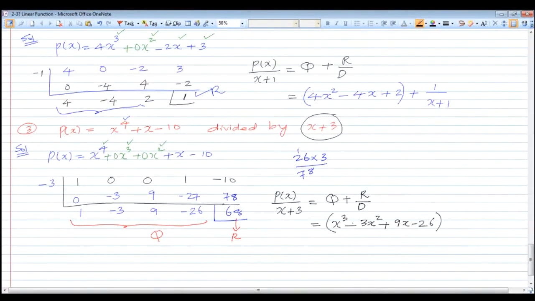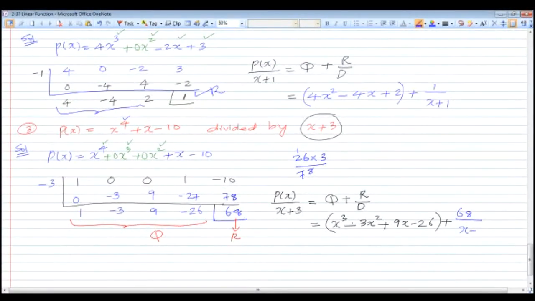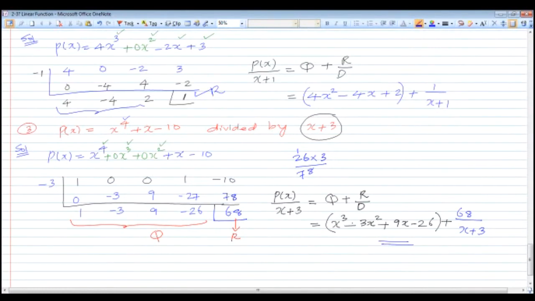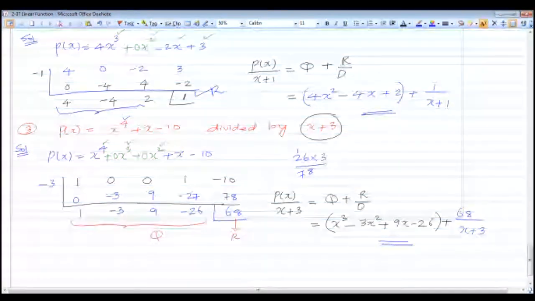So this is the quotient. Now what about the remainder? The remainder value is 68. 68 over the divisor, x plus 3. So this is the final answer. Okay, this is the same thing we are going to study. This is the basic synthetic division.